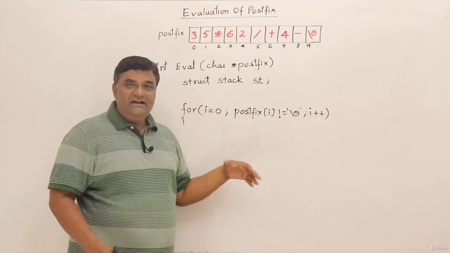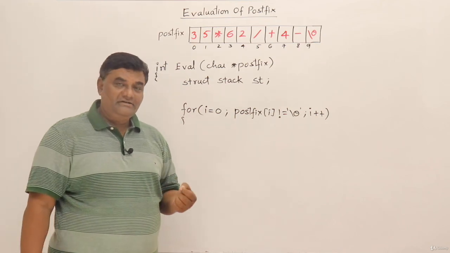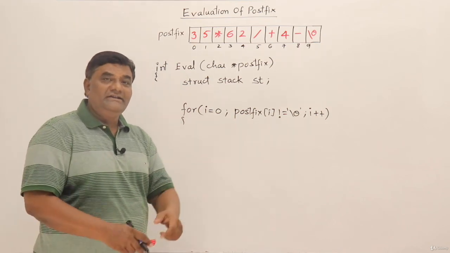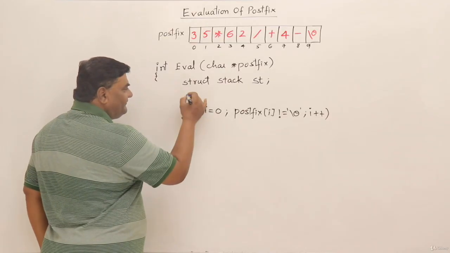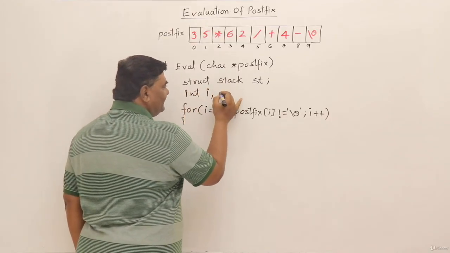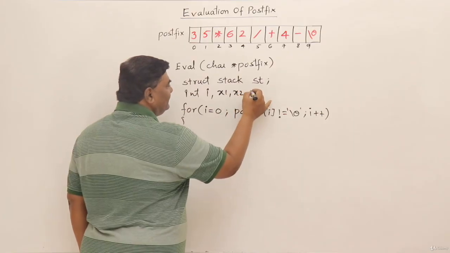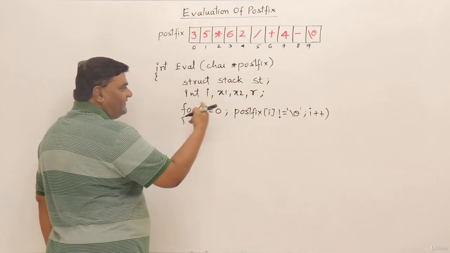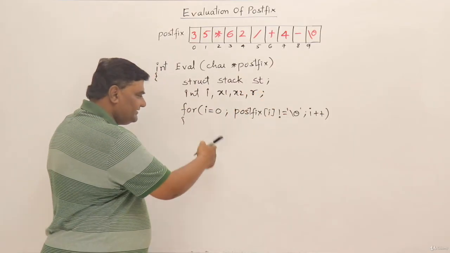Then inside this, I have to write down my procedure, but I need some variables, so I will declare those variables. Here I have used the variable i, so I need i, and also I will take x1, x2 and r for result. So I have taken a few variables that I'll be using in this for loop.